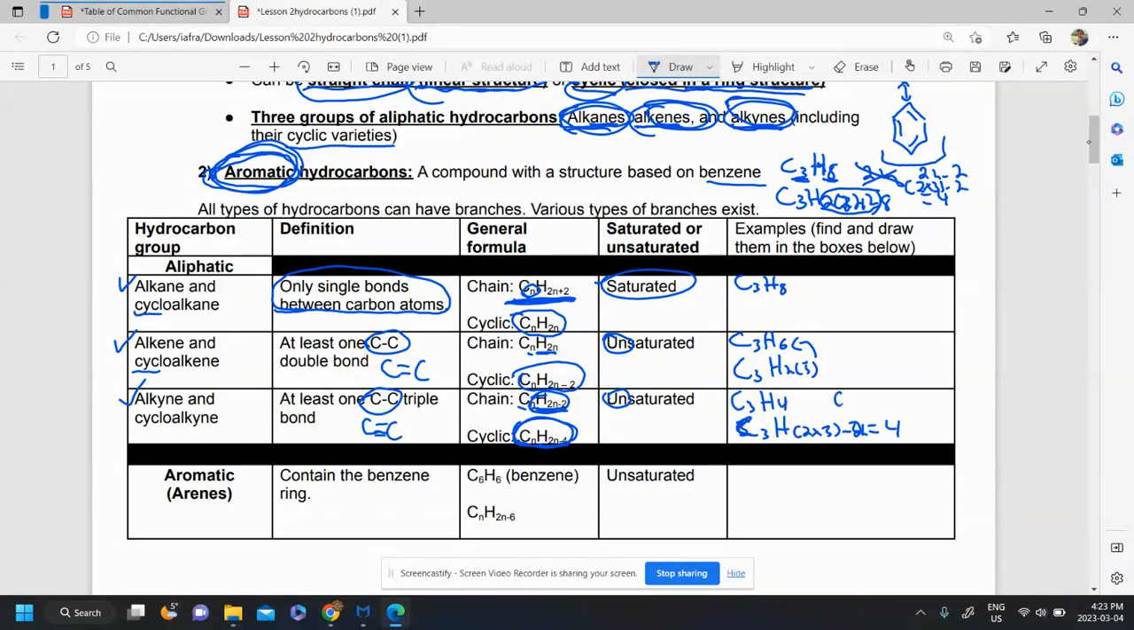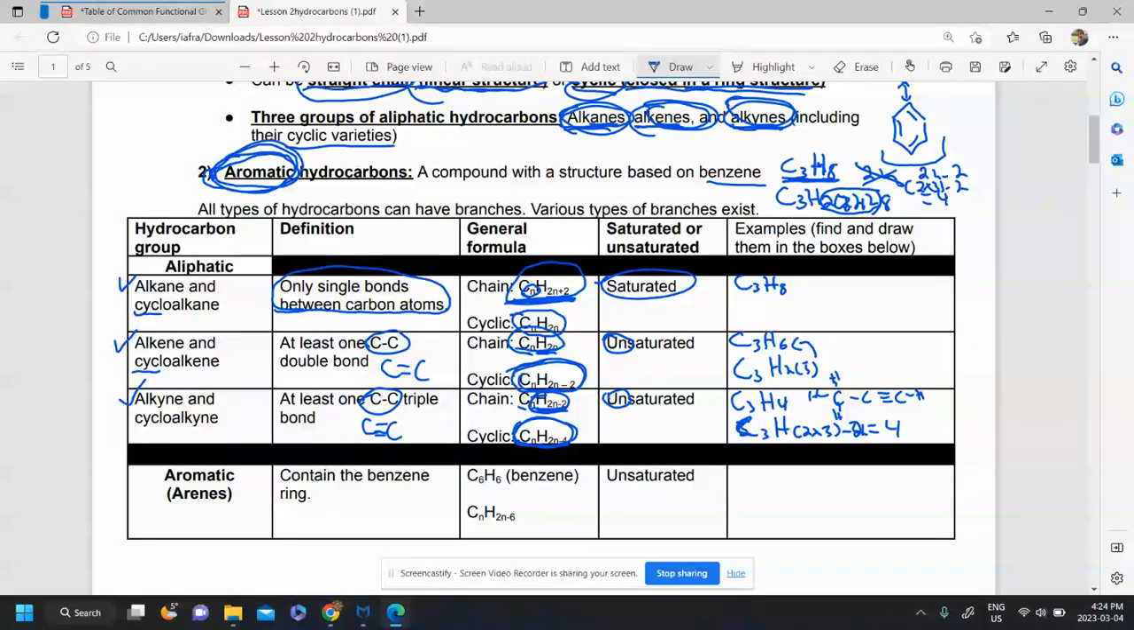And it would look something like this. I'll teach you how to draw these later on, but there's your H's, H, H, and H. So that could be an example of an alkyne with 3 carbons. The main point here is that if you have the molecular formula, you can figure out if you have an alkane, alkene, or alkyne using the general formula for each one of these over here.